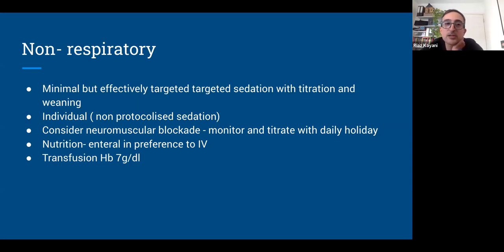It's also important to make sure that the patients are well nourished. In other words, we start the feeds almost immediately and make sure that we take into account the energy expenditure and make sure that they're not in a calorie deficit and not in a catabolic state.